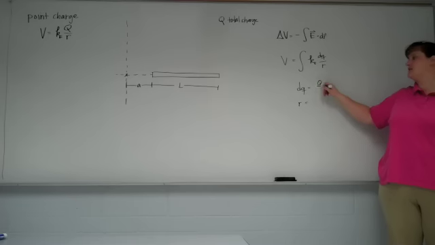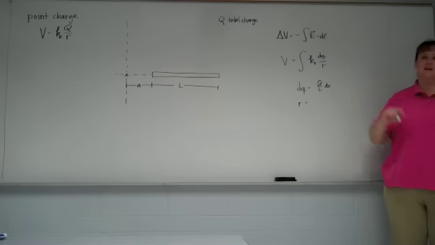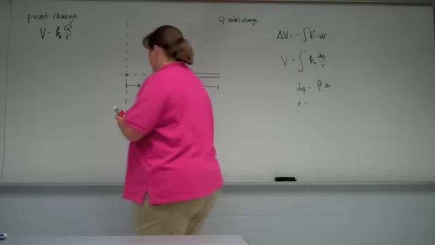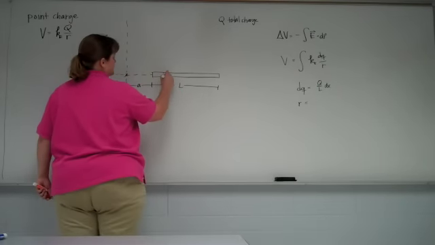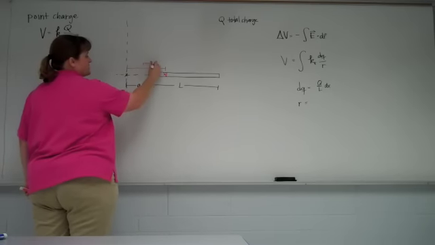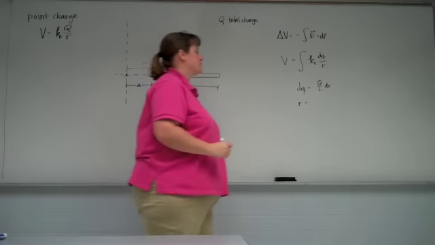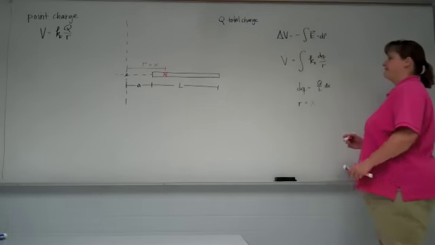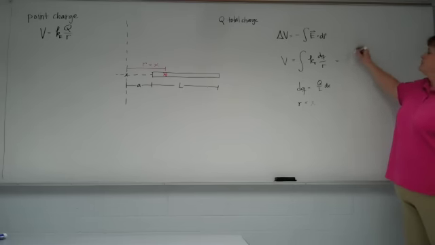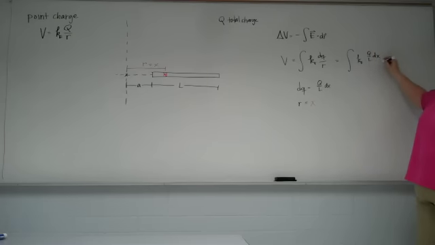dq is still going to be q over L times dx in this case, since we're along the x-axis. So that's still perfectly valid. R is the distance from whatever piece of charge you're looking at to the point you're interested in. So in this case, R is equal to x. So the electric potential at that point, in place of dq, we're going to put q over L dx. In place of r, we're going to put x.